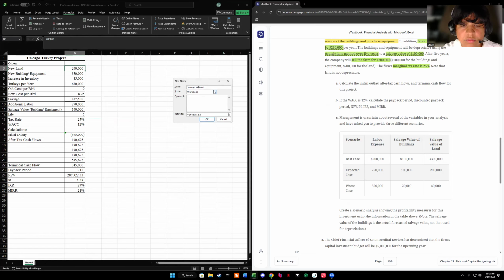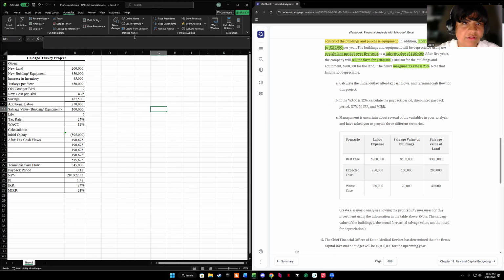Salvage value. I guess we do have whatever. Blend. Okay.